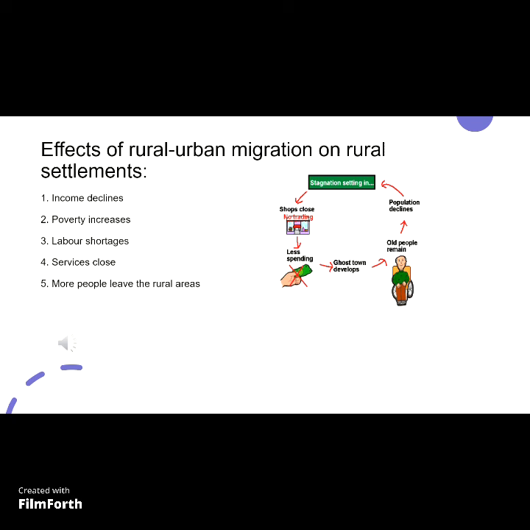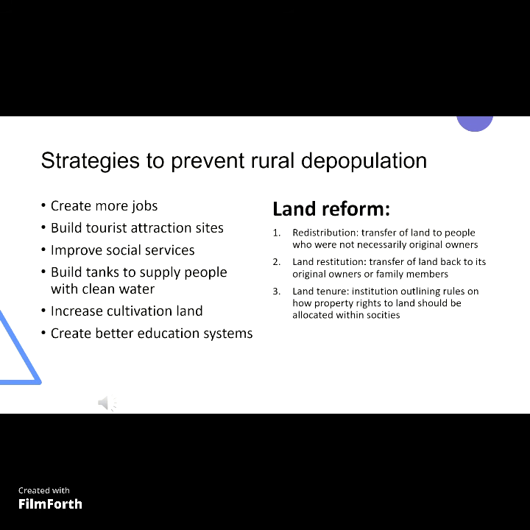Here are the strategies to prevent rural depopulation. The first one: create more job opportunities. The second one: build tourist attraction sites, improve services, build tanks to supply people with water, and more.